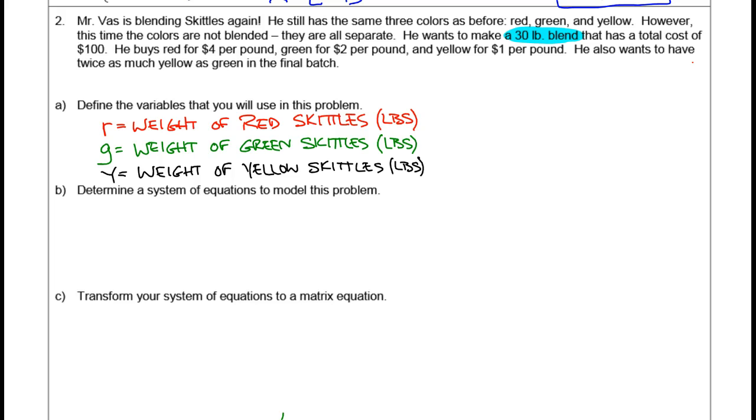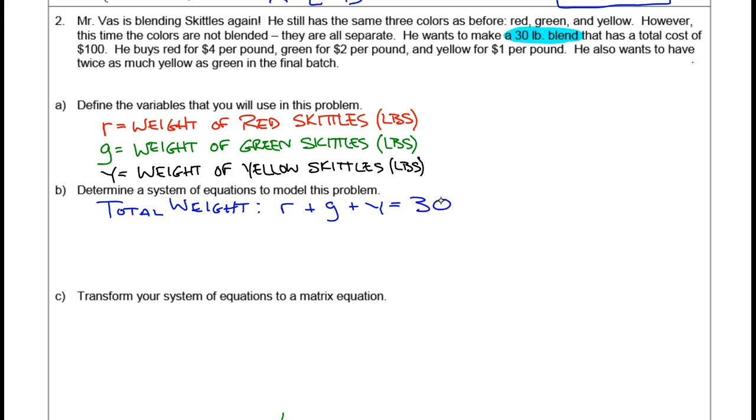The first thing we know is we have a total weight requirement. And the total weight we are told is 30 pounds. So that means R plus G plus Y equals 30. That's going to be equation number 1 in our system.